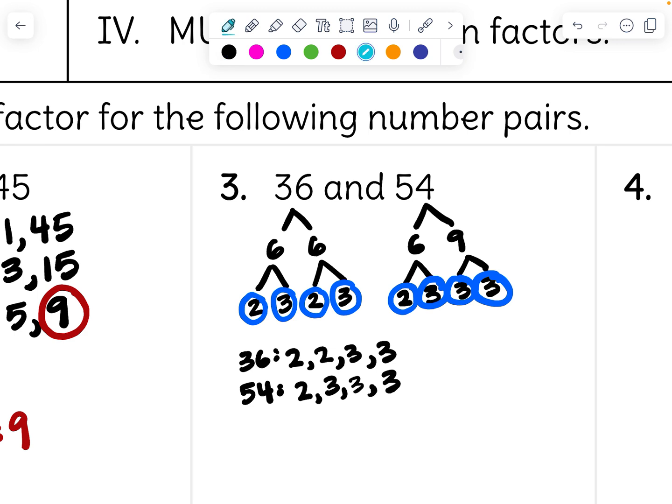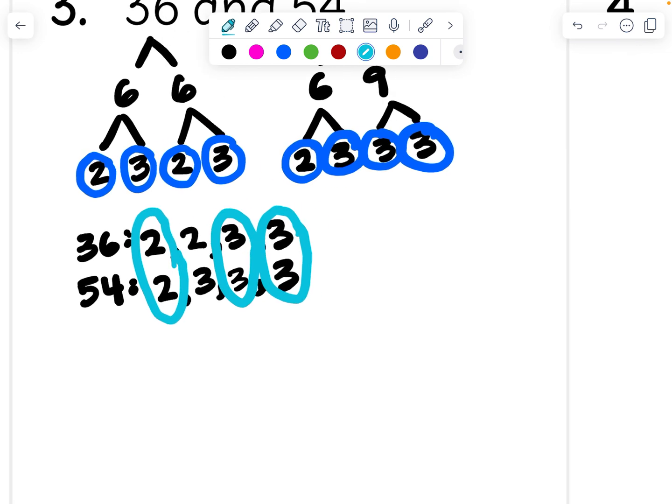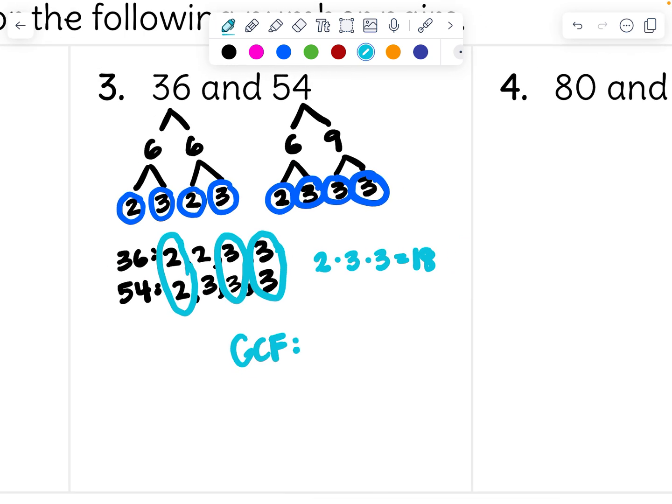So we need to find what they have in common. They have a 2, and they have a 3 and another 3. The 2 and the 3 that are left over, we're not going to use those. So if they have a 2 and 2 3's in common, we would multiply all of those numbers together. 2 times 3 times 3, which is 18. So the GCF for 36 and 54 is 18.